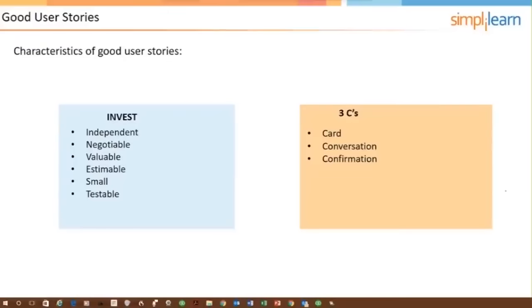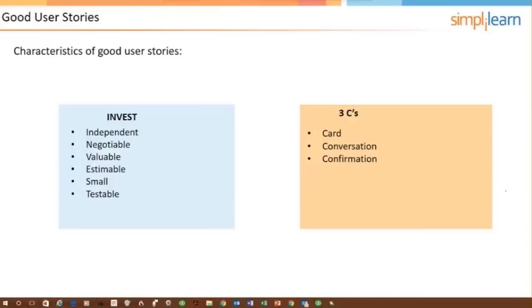And then the last one, the T, is testable. Every user story needs to be testable, and it needs to be testable at two levels. Remember our triangle? It needs to be testable at the intrinsic quality level, unit tests, etc., and also testable at the extrinsic level, which is the customer point of view, which is acceptance. So every user story has to be testable. Okay, so that's invest, and so let's add that to our list of things to memorize, invest.